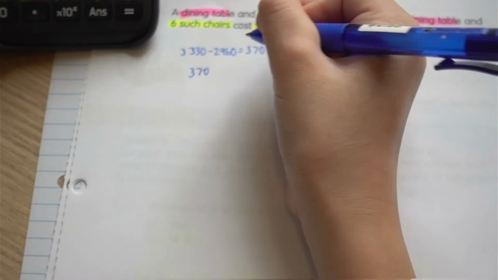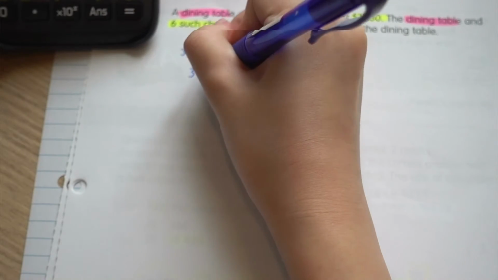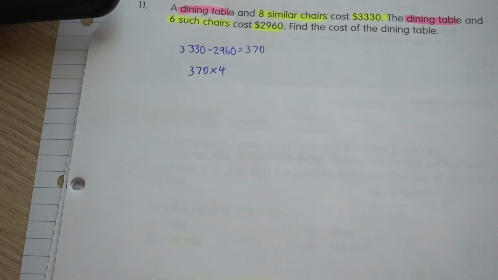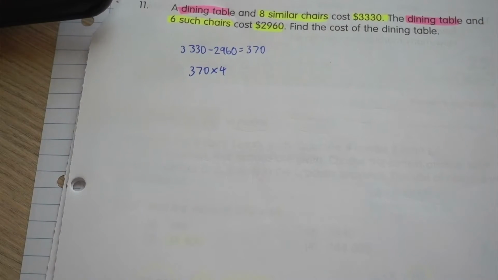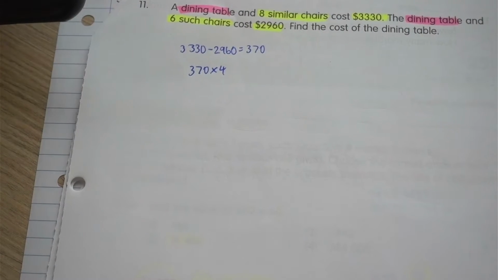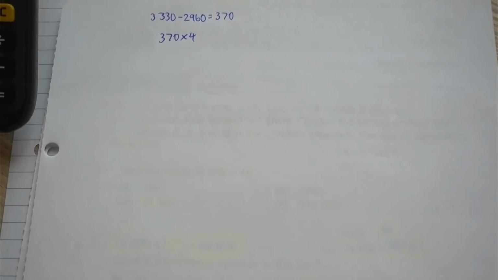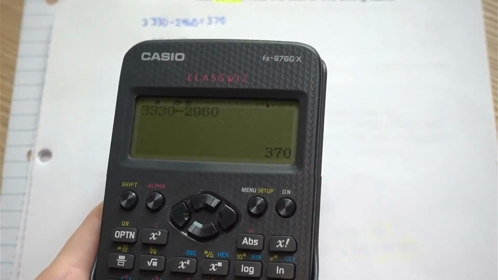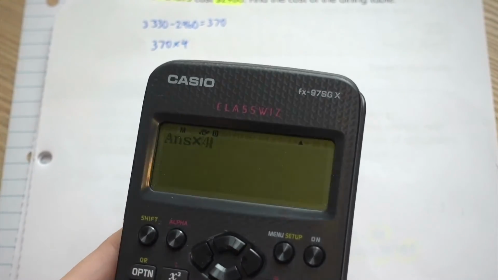So 370 times 4, because 8 chairs. 370 is 2 chairs, not 1 chair, so it's not times 8, it's times 4. You have to be careful with this. If you're not sure, you can always do 370 divided by 2, but that's an extra step that is not necessary. So anyway, 370 times 4 equals 1480.